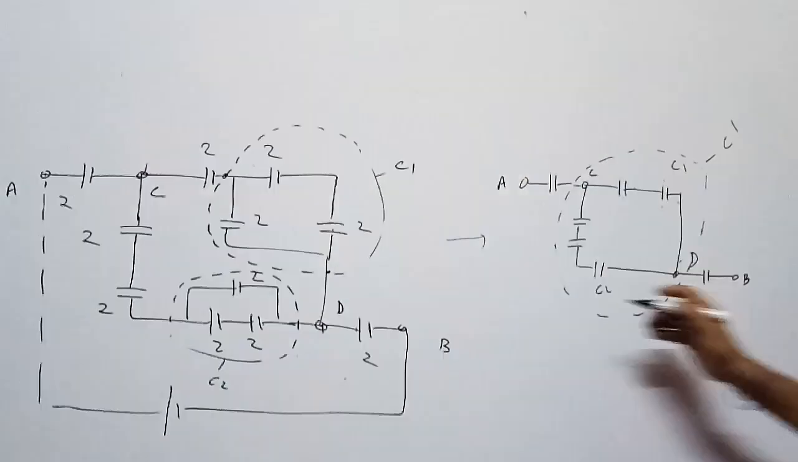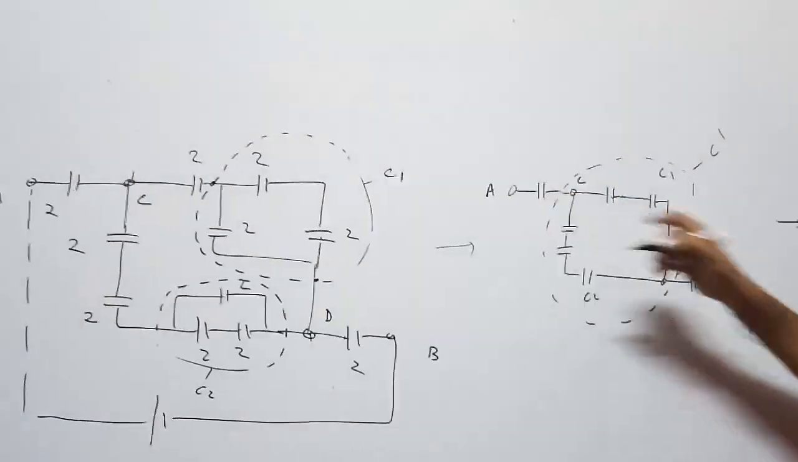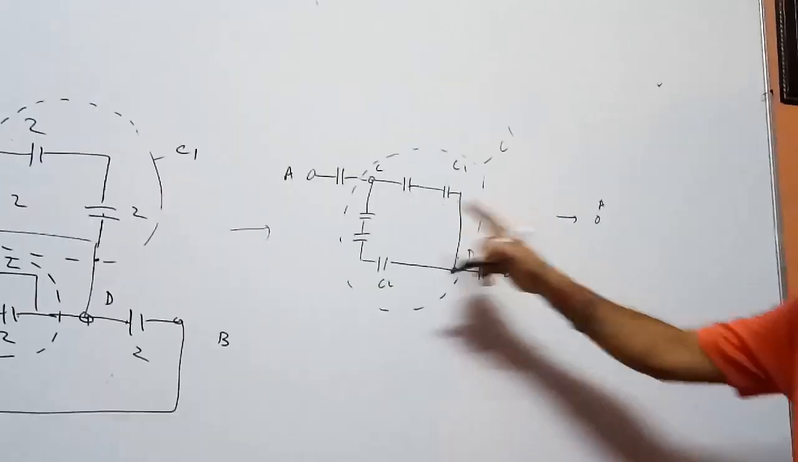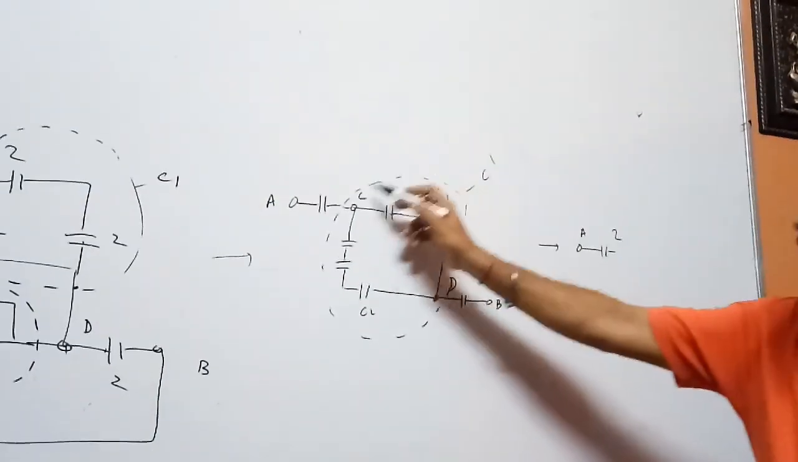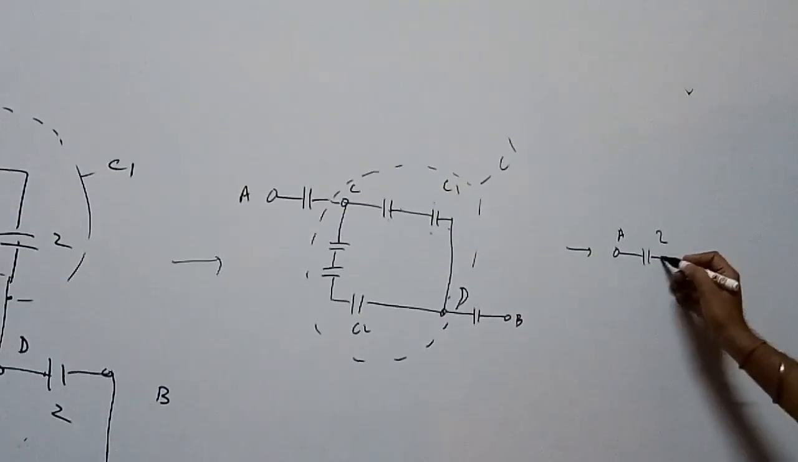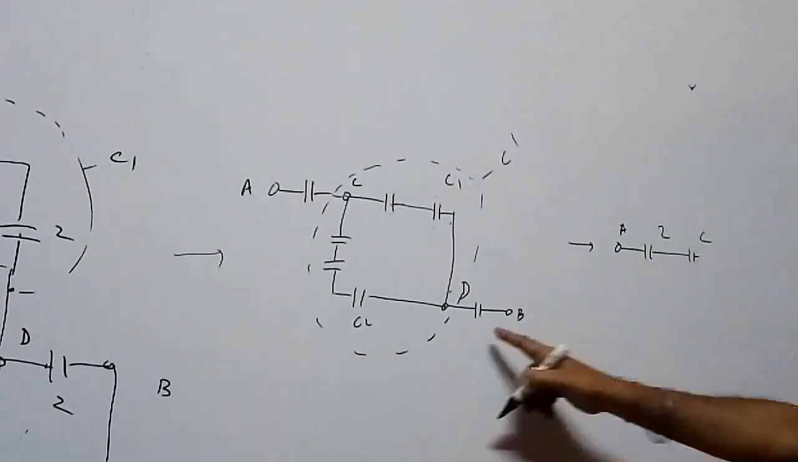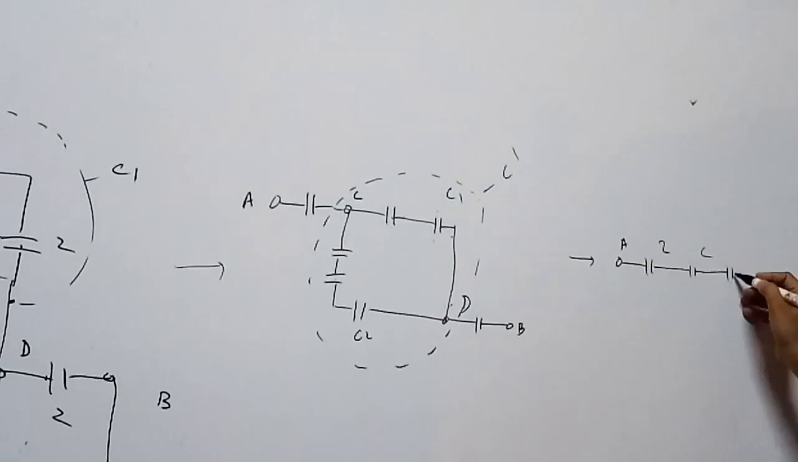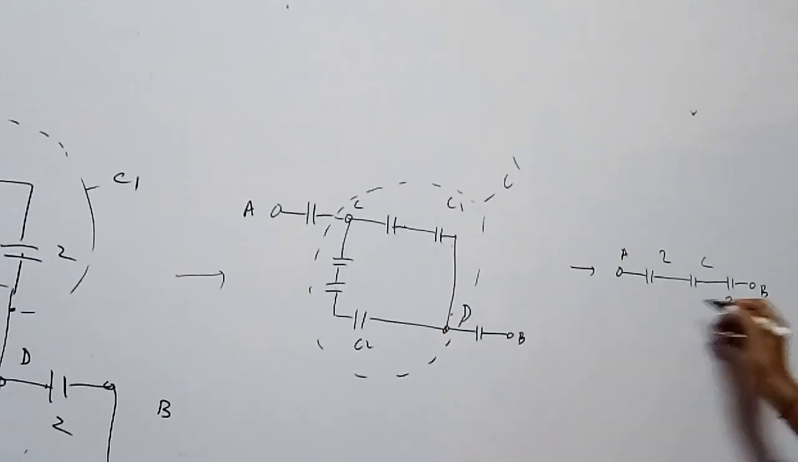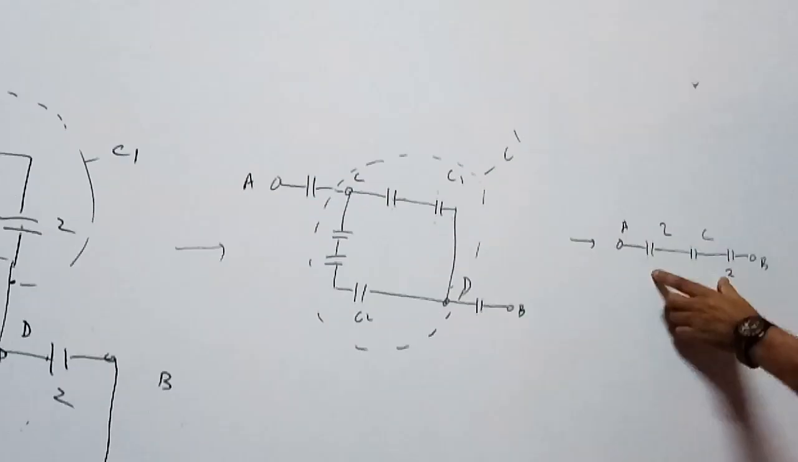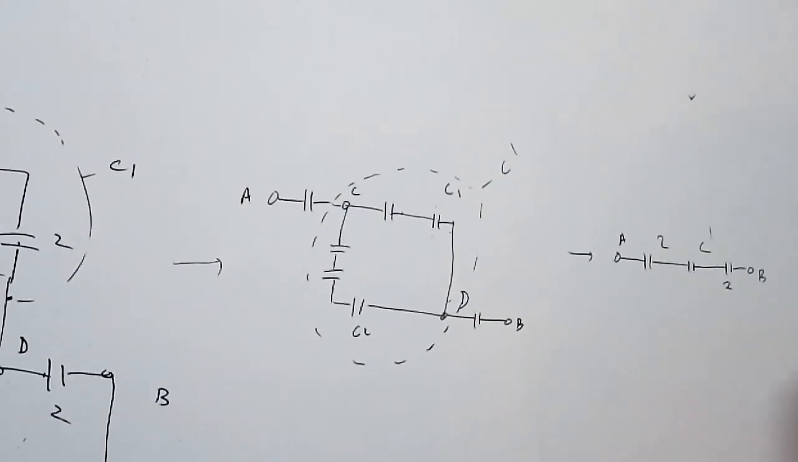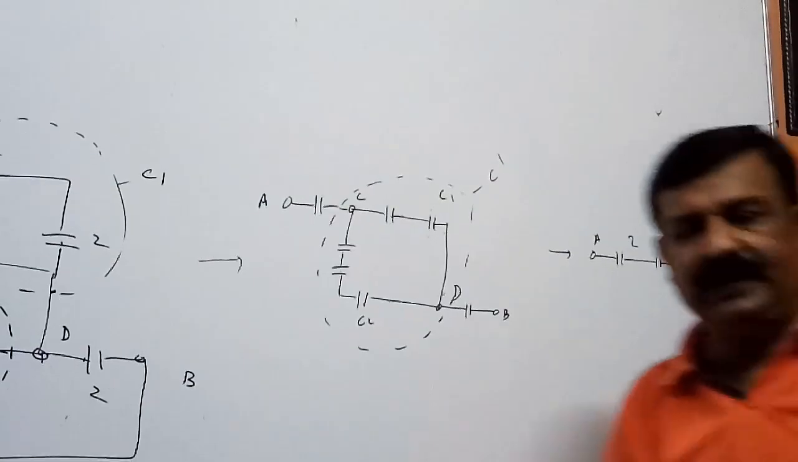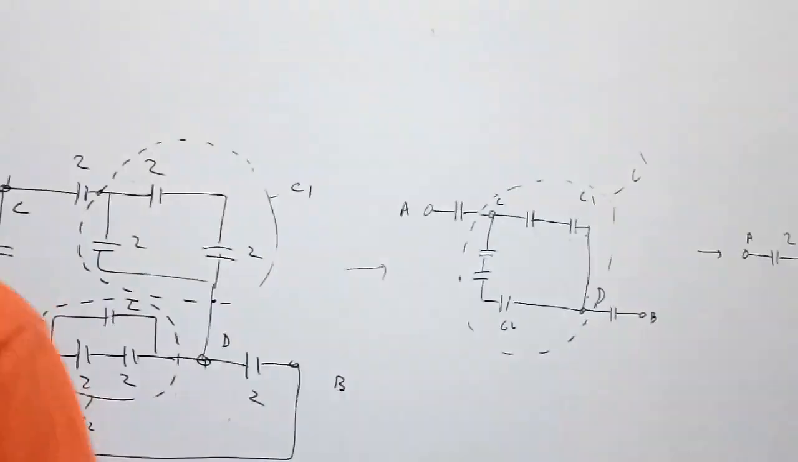Now again the figure reduces to: this will be point A, it is a capacitor of capacity 2, net capacity of this combination comes as C dash, and this is the capacity of capacitor 2. Now with respect to point AB, all three are in series, so we can easily find the net capacity of the combination. This is the second method to find the net capacity of the combination.